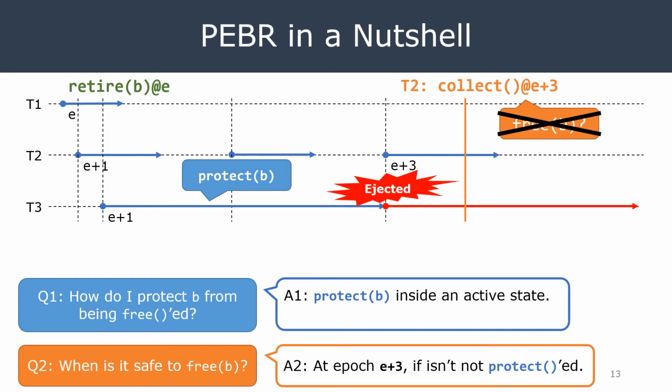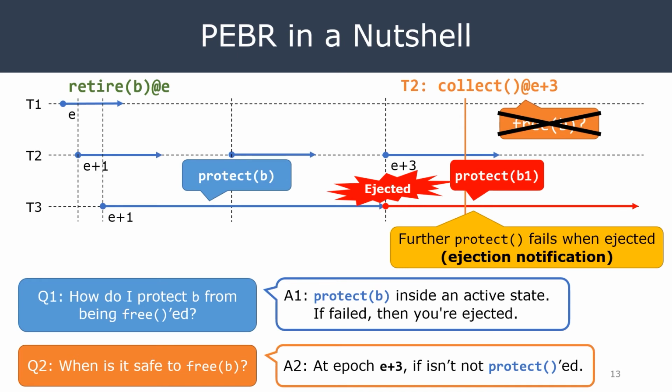In PEBR, the protect function has an additional functionality, namely detecting ejection. If the thread is ejected, the protect function notifies the caller of the ejection by failing. So, by calling the protect function, the thread can detect ejection and start the recovery procedure.